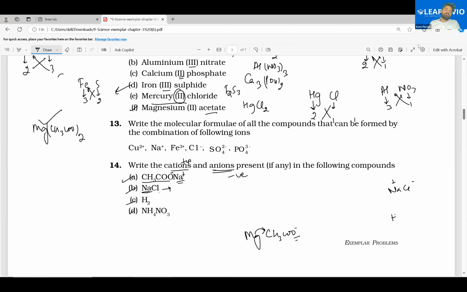Yes, Bharti, is there any cation or anion here in H2? Is there any cation and anion present here? No cation, no anion. When it is a molecule like H2, O2, Cl2, Br2, or I2, they are the same atoms, so they will not attract the bonded pair of electrons. They are of the same power. So we will say there is no cation or anion present here.